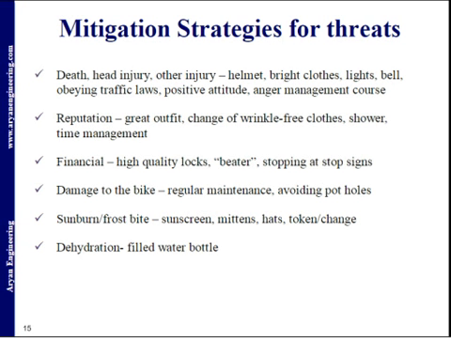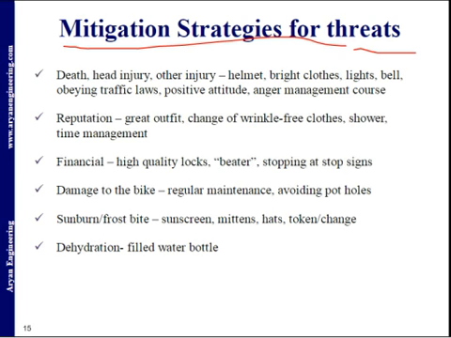For the threats, we are doing the mitigation. So what is our mitigation strategy for the threat? And for the opportunity, we are trying to enhance the opportunity. So that is our next process. For the mitigation strategy for the threats, that is death, head injury and other injuries, we can use the helmet, bright clothes, lights, belt, obeying traffic law, positive attitude and anger management course.